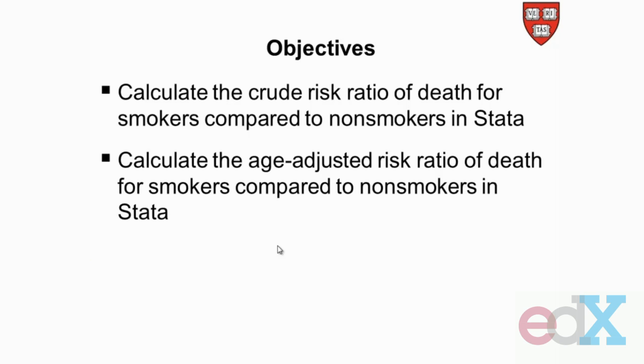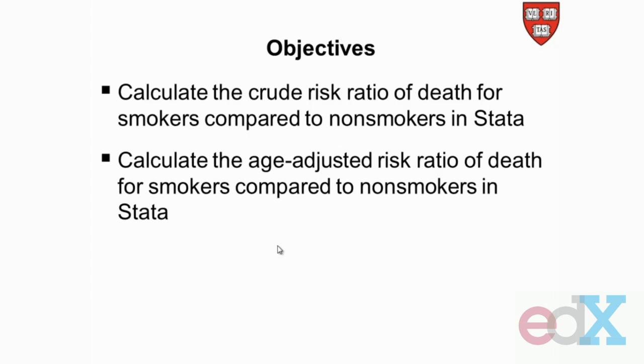So in lectures this week, Fran talked about how to calculate age-adjusted risk ratios using the Mantel-Haenszel formula. Today, I'm going to be going through some of the same calculations that Fran did, but instead of doing them using a pen and paper, we're going to be doing them using Stata instead.